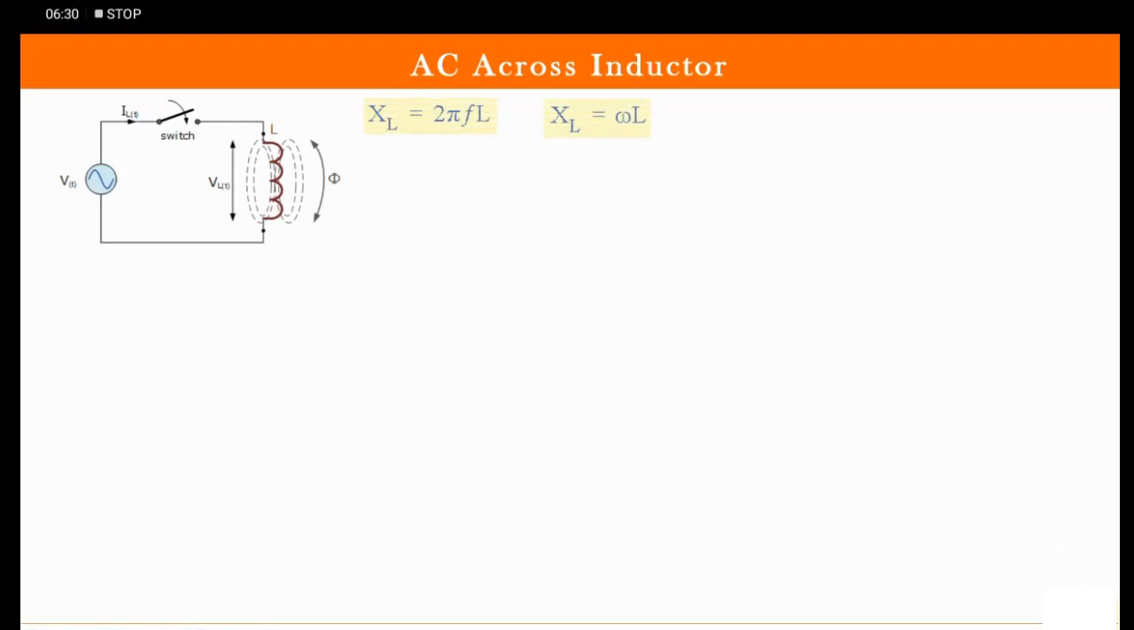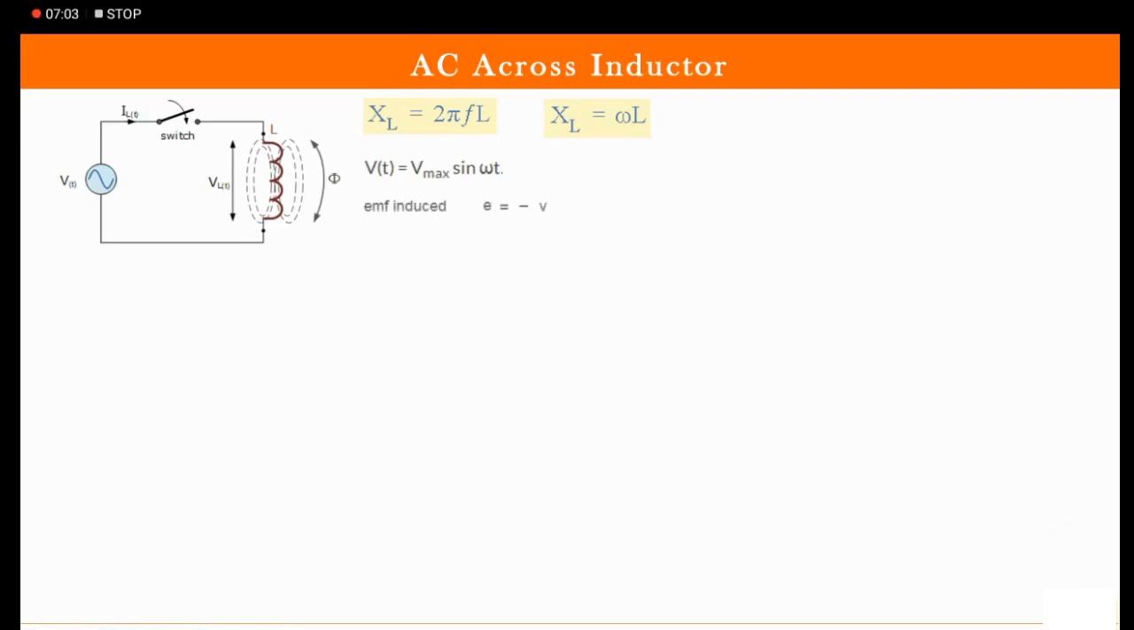The reactance of an inductor, that is called inductive reactance, is specified by XL. Reactance is specified by X, and L is for inductive, and it is given by 2 pi FL. And what is 2 pi F? It is omega, that is angular frequency. So XL can be either written as 2 pi FL or as omega L. Fine. So we will start with Vt is equal to V max sine omega t.